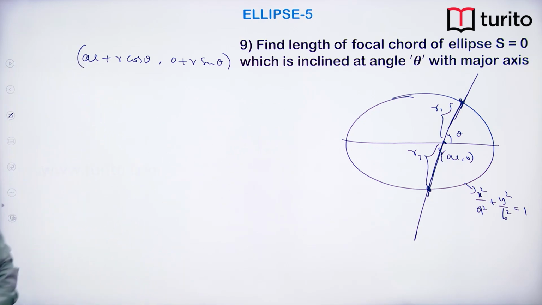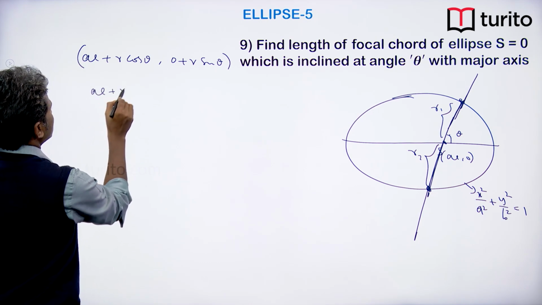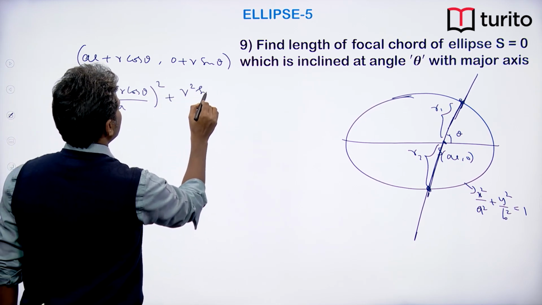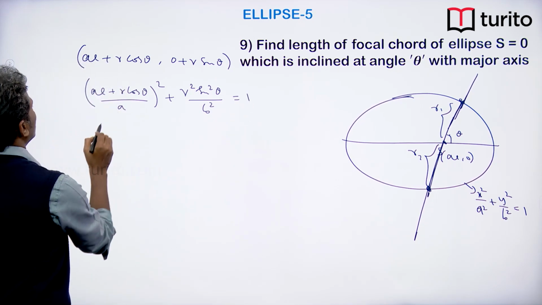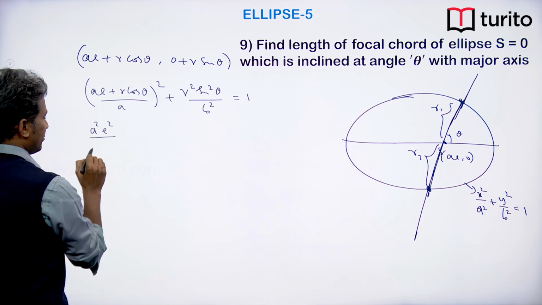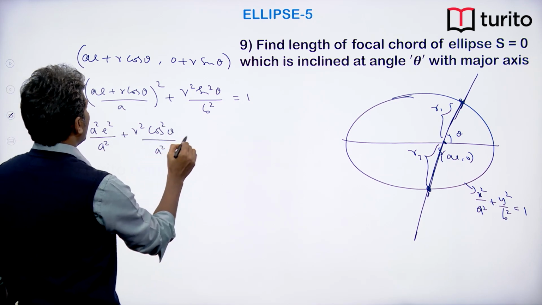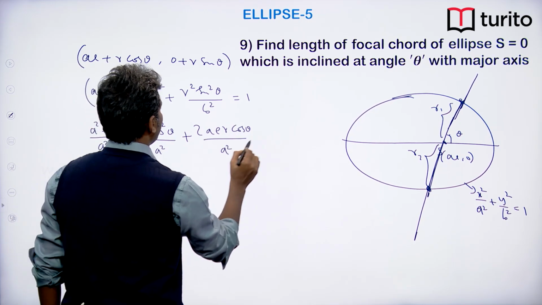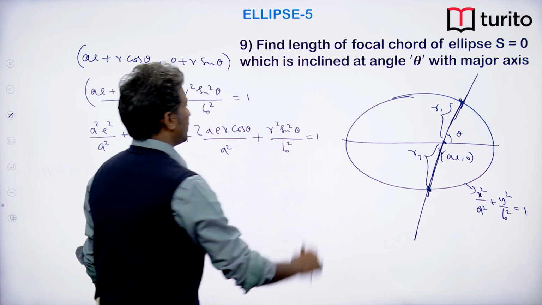What do we get? Excuse me for a minute. So if we substitute it, what do we get? We get (ae plus r cos theta) whole square by a square plus r square sin square theta by b square equal to 1. Now if I simplify this, what do I get? a square e square by a square plus r square cos square theta by a square plus 2aer cos theta by a square plus r square sin square theta by b square equal to 1.